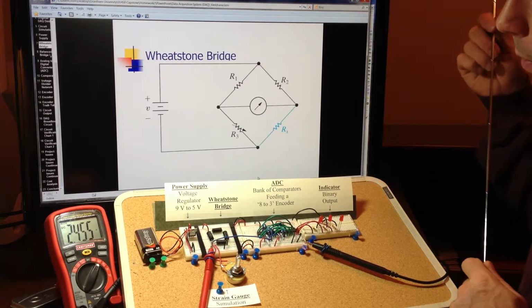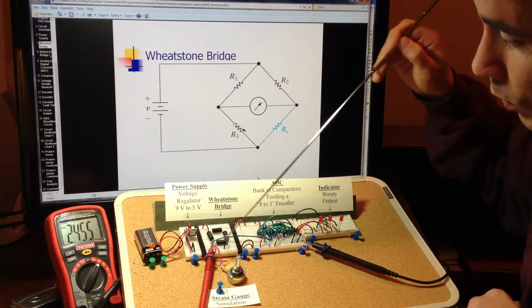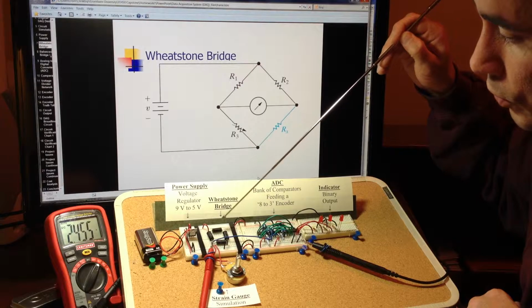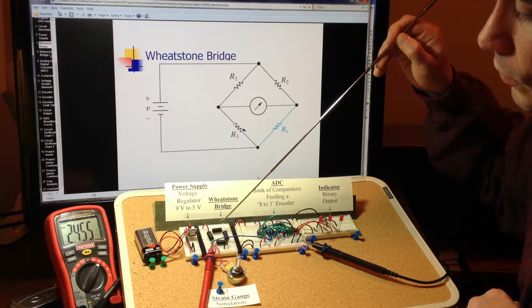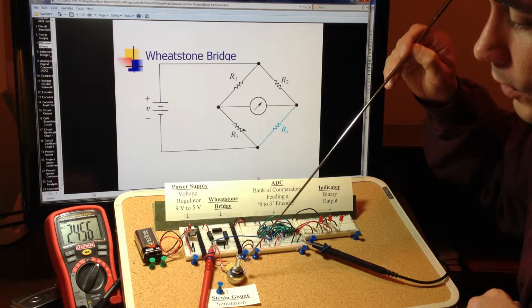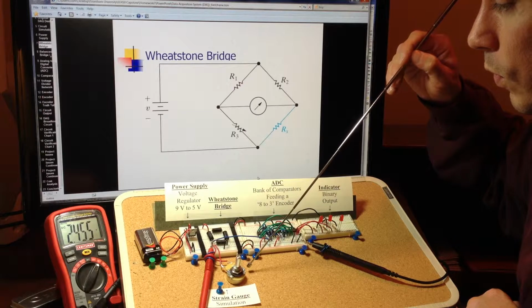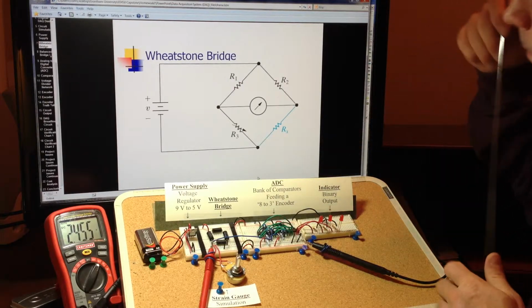This is a diagram of a Wheatstone bridge. These components here are my Wheatstone bridge. As you can see, there are 4 precision resistors and a potentiometer, which I used in place of my strain gauge due to financial reasons.